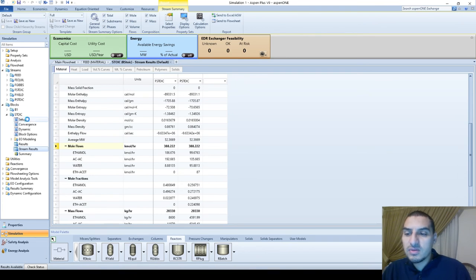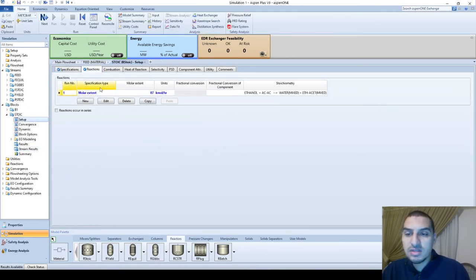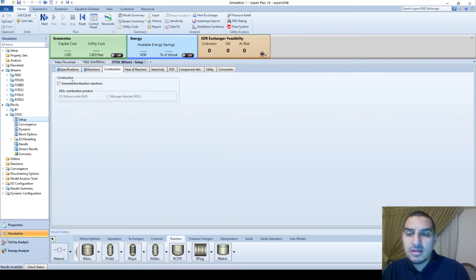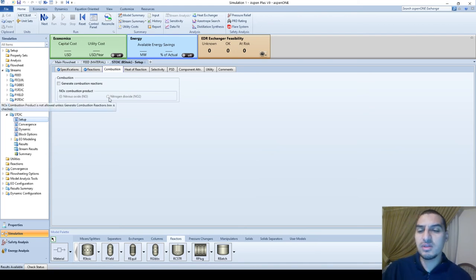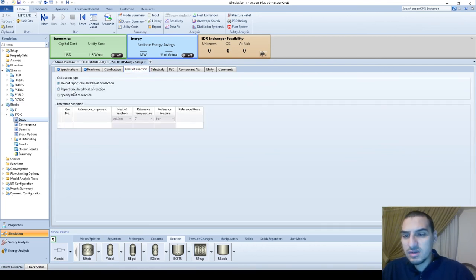And now let's go to the setup again and see what else we can get out of it. So define the reactions, and there is something here about the combustion, but we're not going to go through this. It gives you information, or you can ask it to give information about the combustion products if it's nitrogen oxides or something like that. We're not interested in this now.